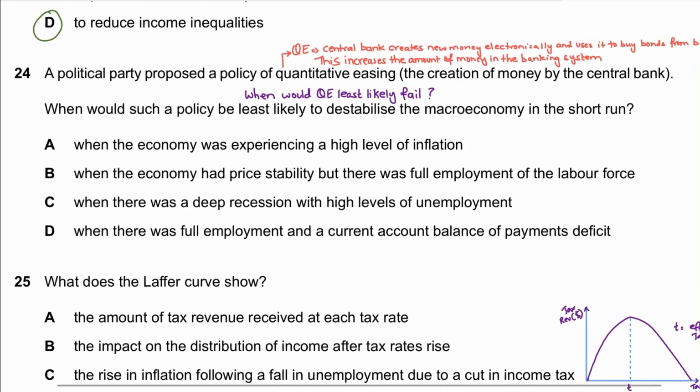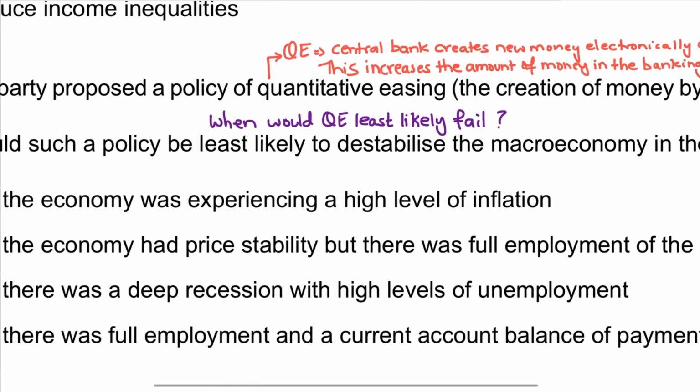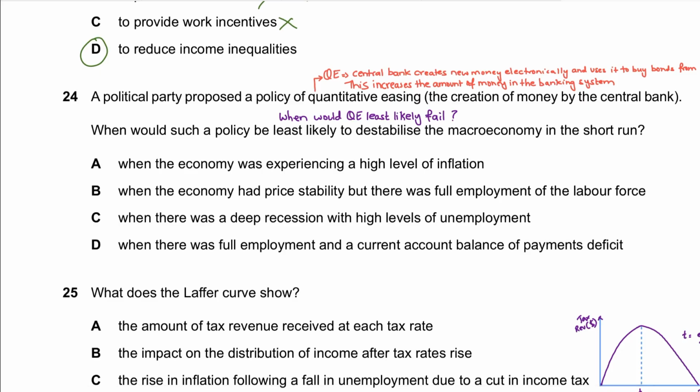The question is saying, when would such a policy be least likely to destabilize, or when would quantitative easing least likely fail? So in this situation it would fail because it will create more inflation. That's a problem here, because quantitative easing would add further inflationary pressures and could destabilize the economy. But here in the MCQ we want to find out when quantitative easing would not fail. So here it will fail because it will just create more inflation and more problems.